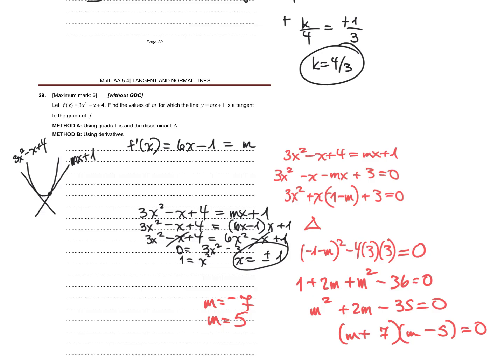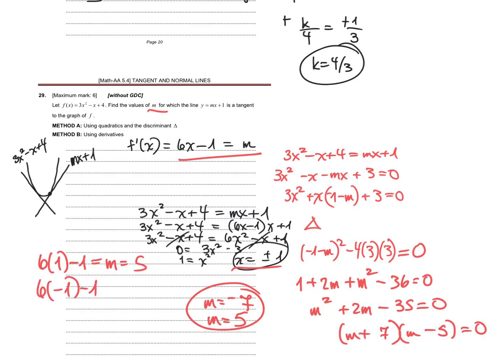So that means one of these two things is wrong. Hold on. Oh, okay, it's not wrong. I just solved for m here. We're looking for m. So I have found x here, so we need to sub that back in. So 6 times 1 minus 1 is m, so that's the 5. And 6 times negative 1 minus 1 is m, and that's the negative 7.